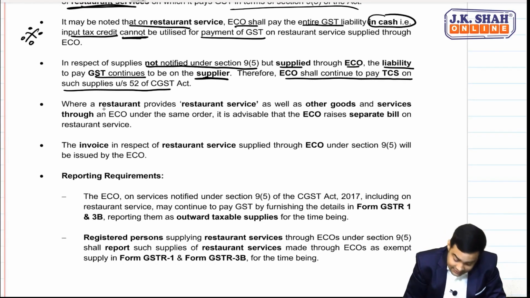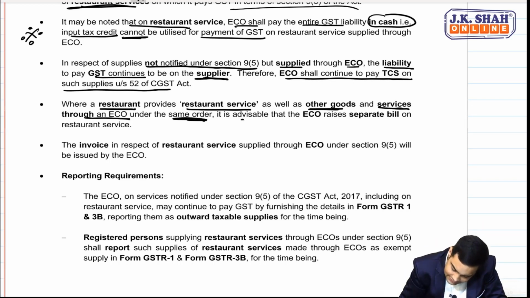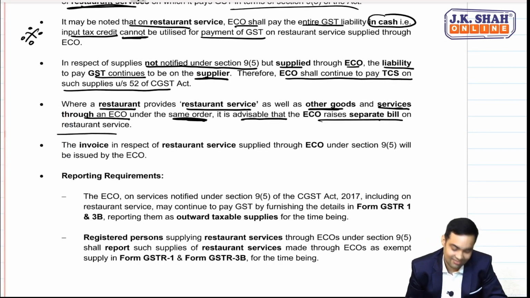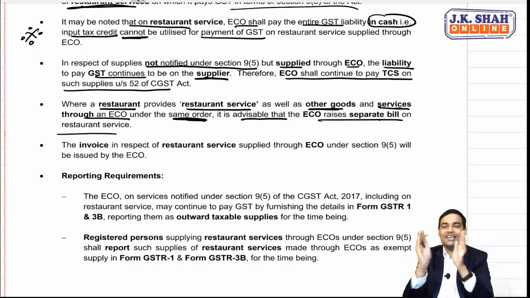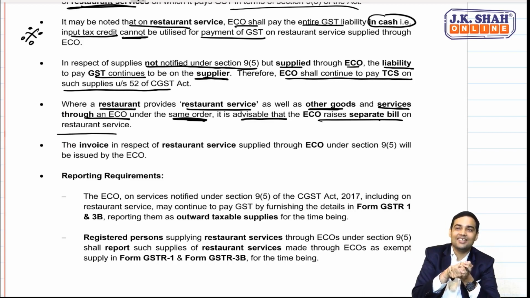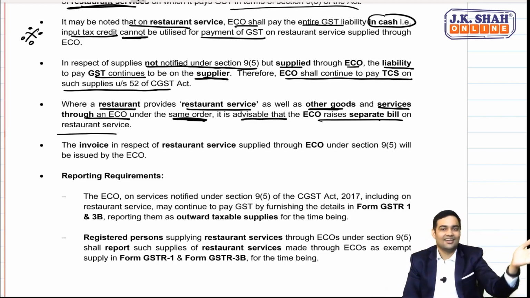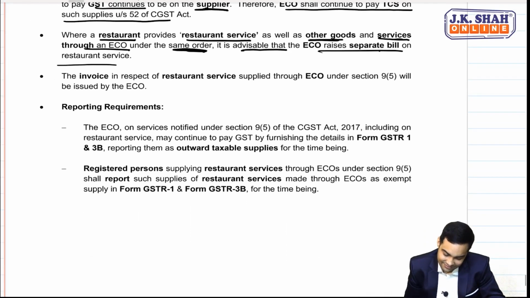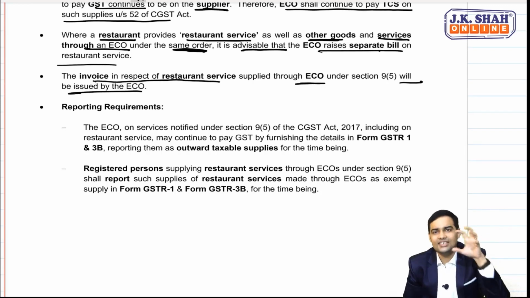Okay. See this, where a restaurant is providing restaurant service and other goods and services through ECO in the same order, who will issue the invoice? It is advisable, government has mentioned advisable, that ECO raises a separate bill for restaurant service. Say suppose a restaurant is supplying restaurant service and with that they are also selling one Lay's packet. On that Lay's packet, who has to pay? The supplier. Should ECO make a separate bill for restaurant service? The answer is yes. For restaurant service, ECO will make the bill. For the main thing, the supplier will make the bill. The invoice for restaurant service supplied through ECO will be issued by ECO because ECO is liable to discharge tax for this transaction.